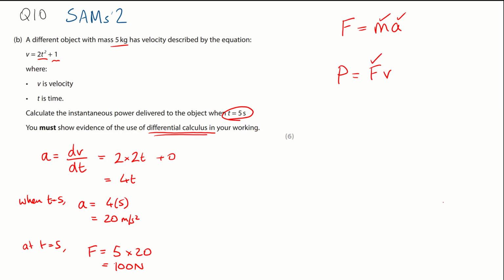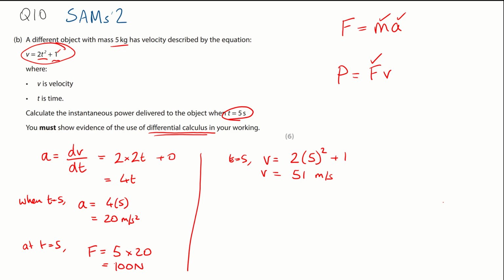So now we've got our force, we just need the velocity. Again, it's the velocity at 5. Well, we've got an equation for that already. So let's sub in t equals 5 again. So t equals 5, v is equal to 2 times 5 squared plus 1. So 2 times 25 plus 1 becomes 51. So at 5 seconds, our velocity is 51 meters per second.